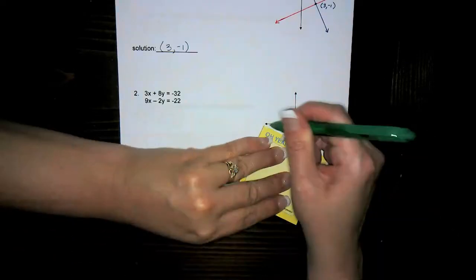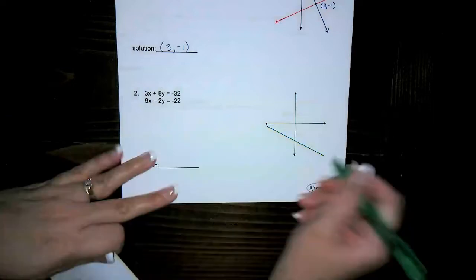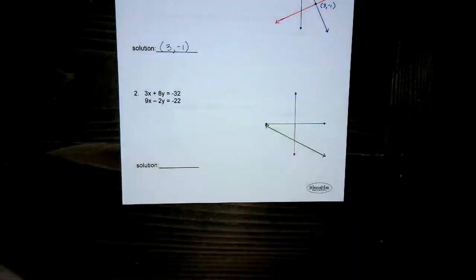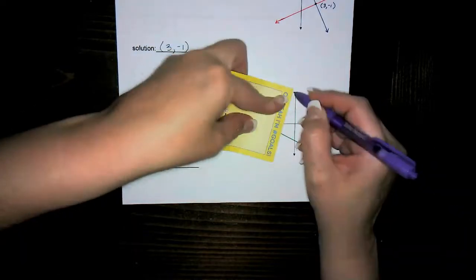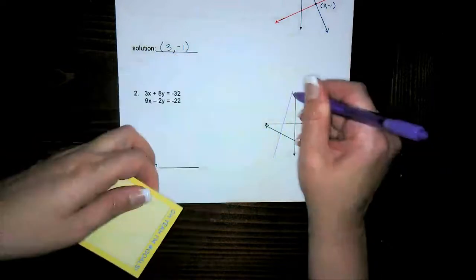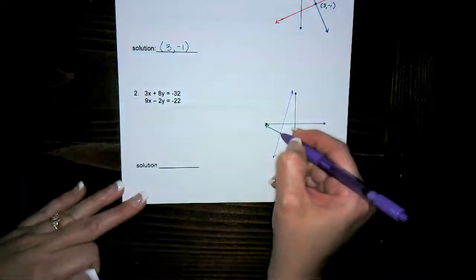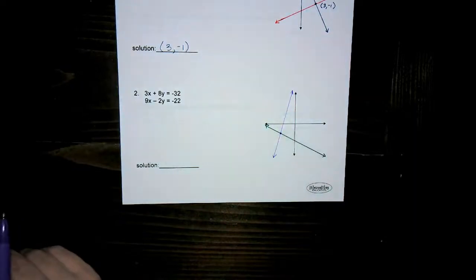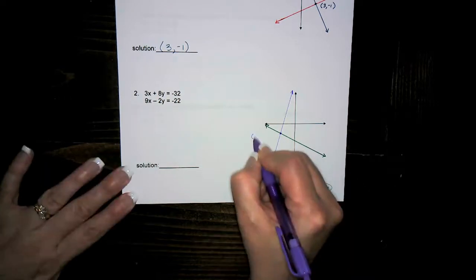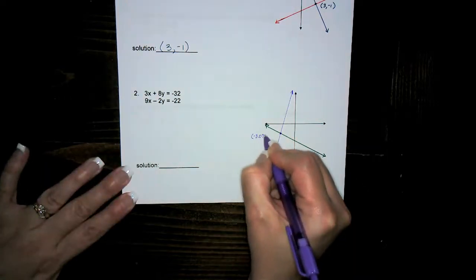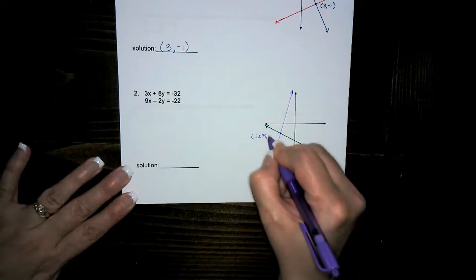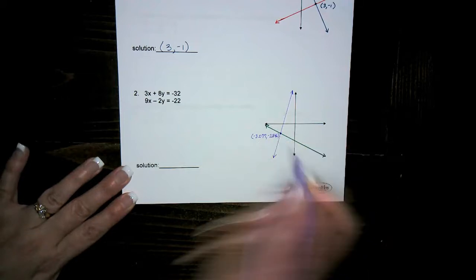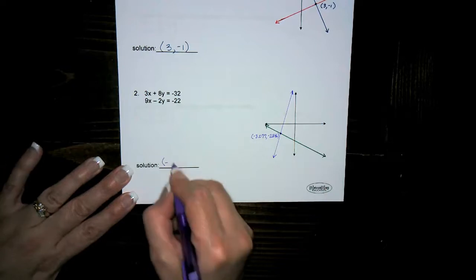All right, let's graph that green line here. And then we'll do the purple one. And then let's make a little note of our intersection point. That was (-3.077, -2.846). And don't forget that that is our solution here.